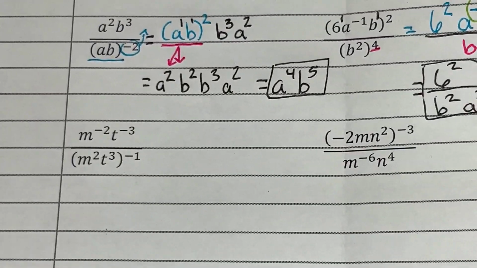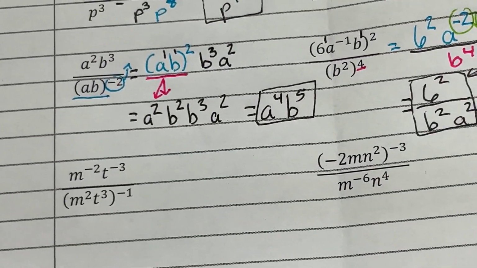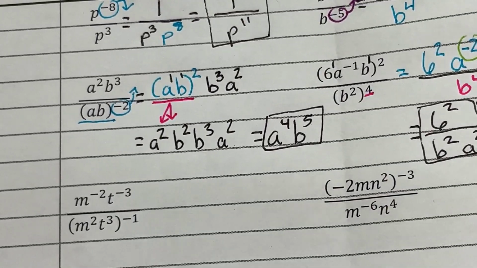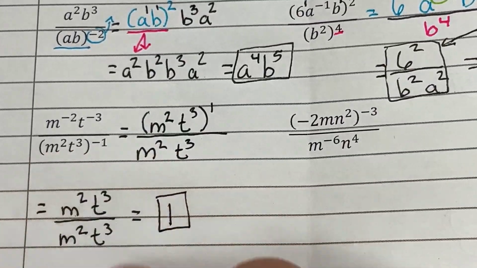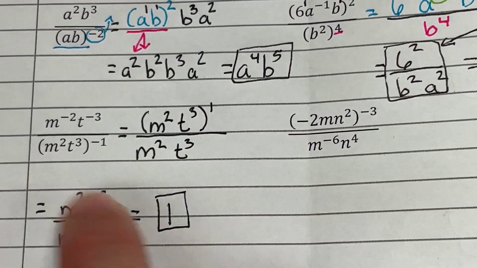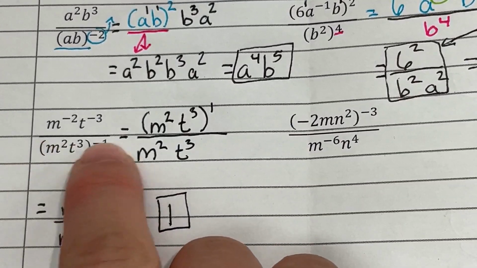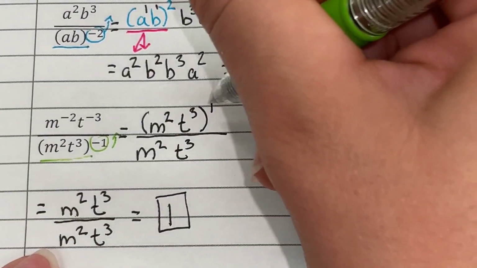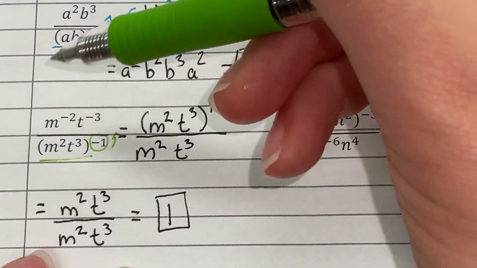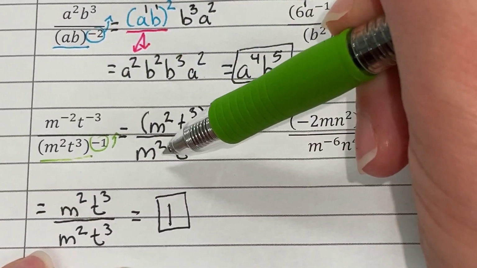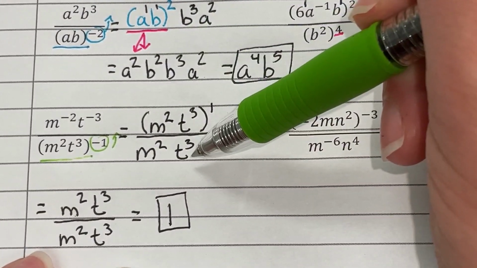All right, why don't you guys give this one a go and see how you do? All right, in this one, I got a final answer of 1. So first things first, this whole thing had a negative exponent, so I moved that whole thing to the top. That's what this is. This had a negative exponent, so I brought it down. This had a negative exponent, so I brought it down.